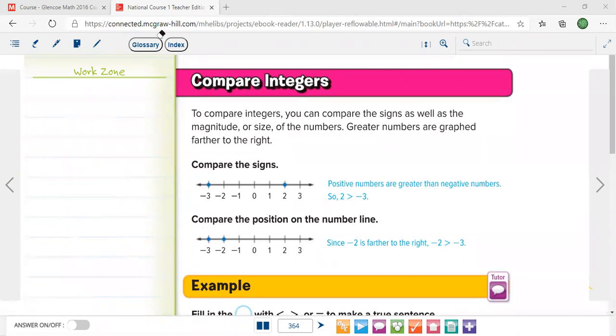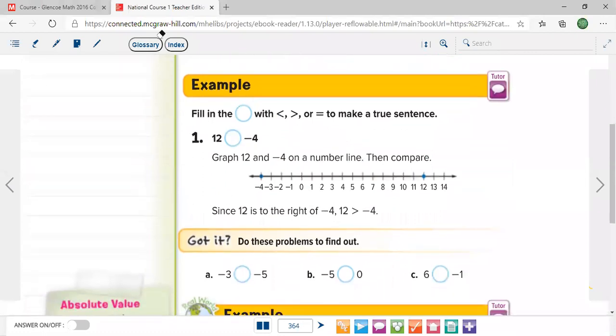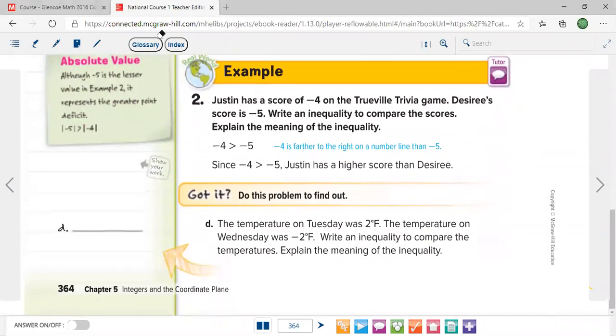Now, let's go and solve some problems. Let's check this one. The temperature on Tuesday was 2 degrees Fahrenheit. The temperature on Wednesday was negative 2 degrees Fahrenheit. Write an inequality to compare the temperature. Explain the meaning of the inequality.